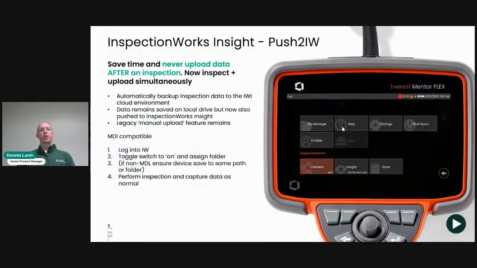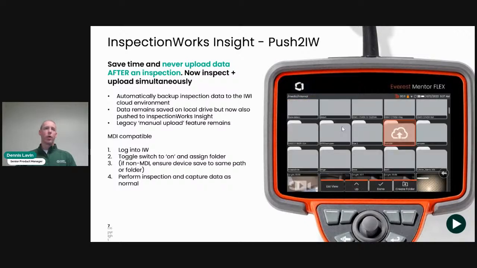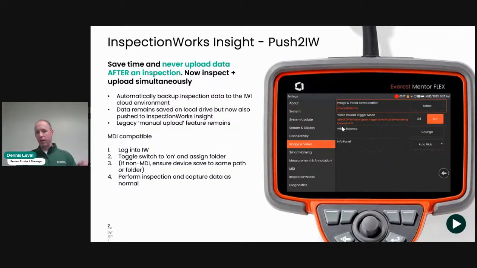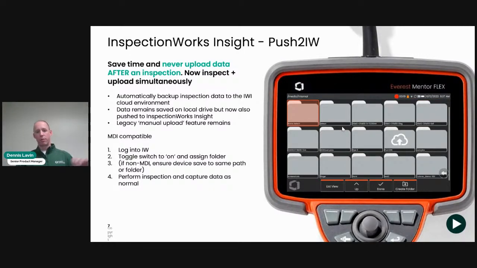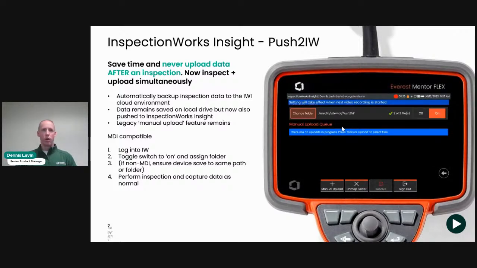So InspectionWorks Insight, this is the cloud-based platform. As I mentioned, on the right side of your screen, you're seeing a video of how this is set up for push to IW. The way to think about push to IW is it's a manual backup for your data. And automatically, as you save the data, it's pushing it to the cloud. So the Everest MetroFlex has an embedded wireless dongle, and it allows you to wirelessly connect to InspectionWorks and push data.